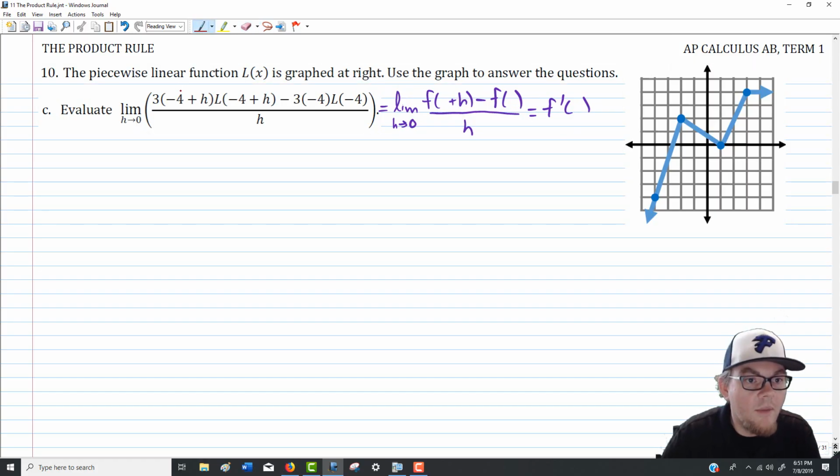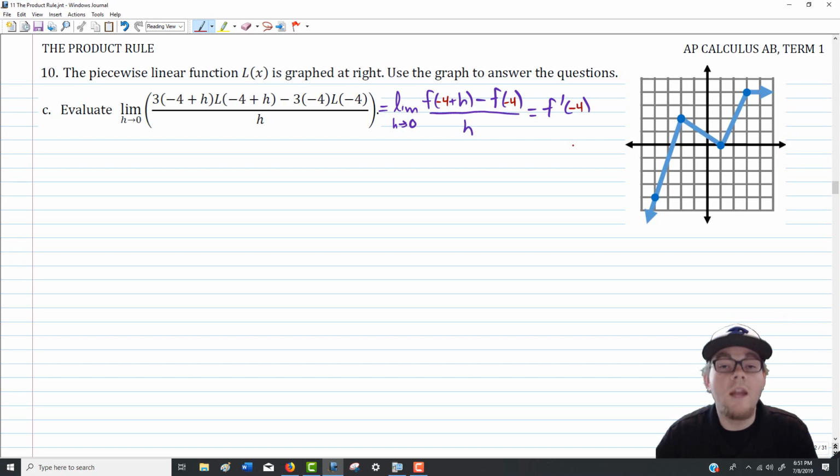And in looking up at our limit, I think you can actually see that that x value is -4. So this is really f of -4 plus h minus f of -4 all over h, and that's all equal to f prime of -4. So we're actually calculating the slope of a particular function at x equals -4.